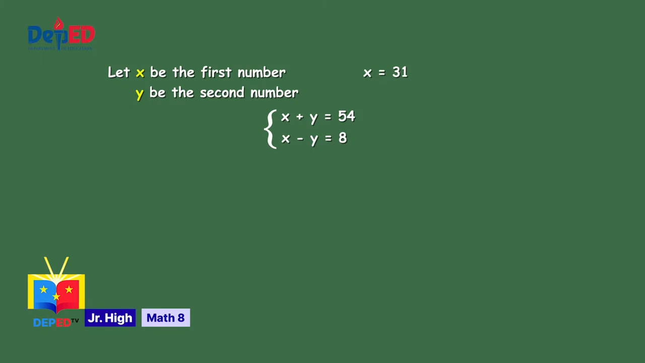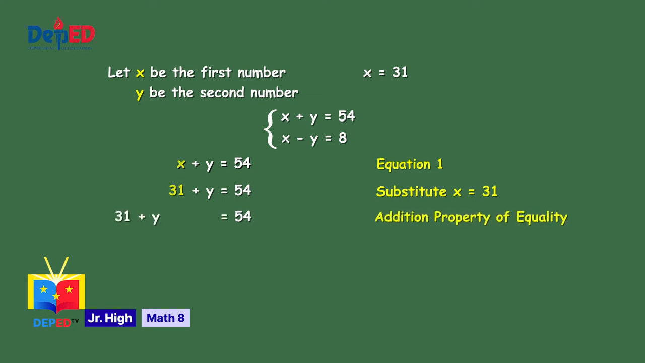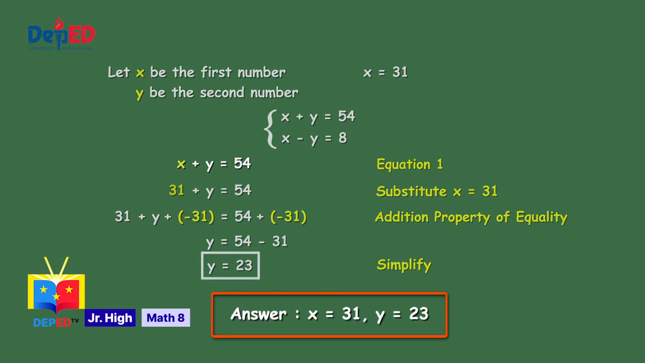Now, what is the second number? We can use either equation in the given system to solve for y by substituting 31 to x. Let us use the first equation again. So, 31 plus y equals 54. We can add negative 31 to both sides of the equation by the addition property of equality. So we will have y equals 54 minus 31, which is 23. Therefore, the answer to our riddle are 31 and 23.